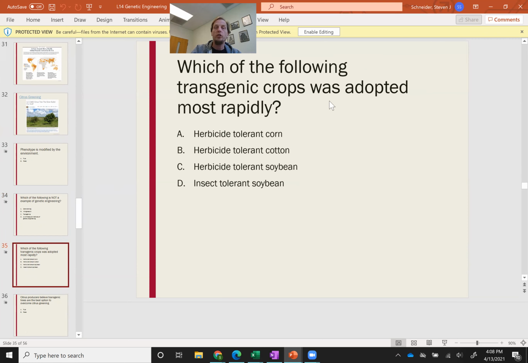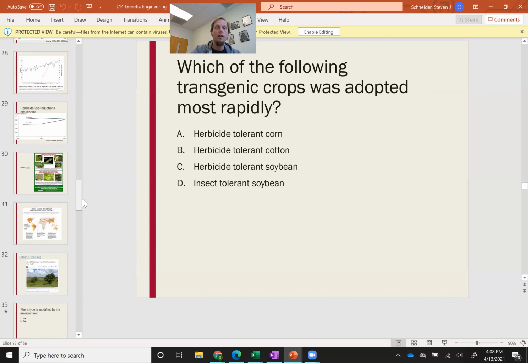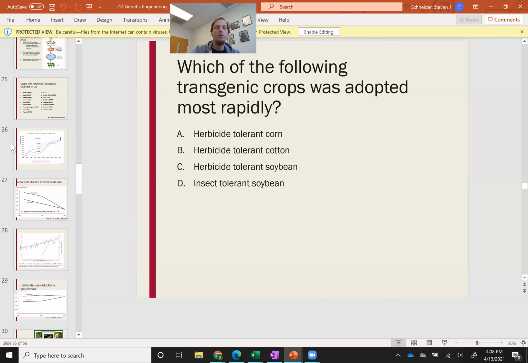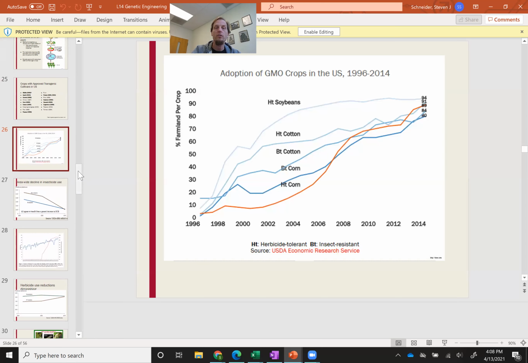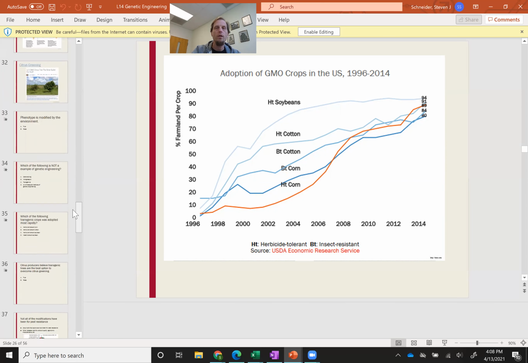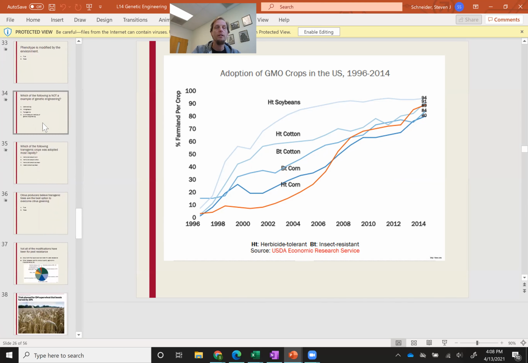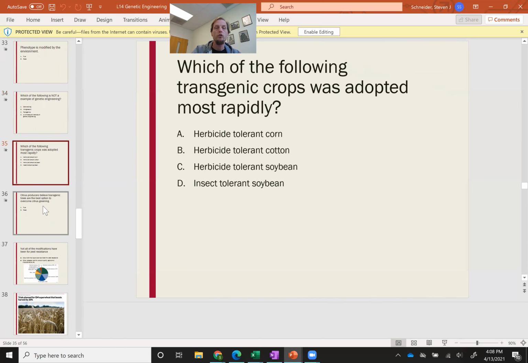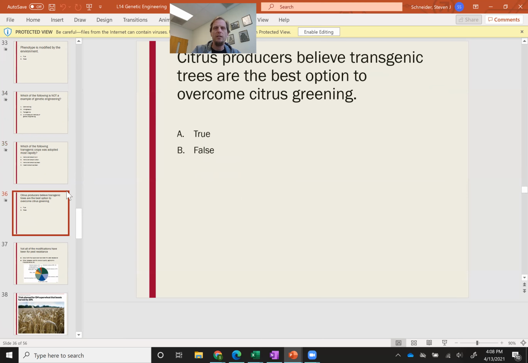Which of the following transgenic crops was adopted most rapidly? This is also in the slides. It's having to interpret the graphs here. So that's slide 26. Crops with BT modified, a lot of them. So those two are slides 18, 26, I think I just said.